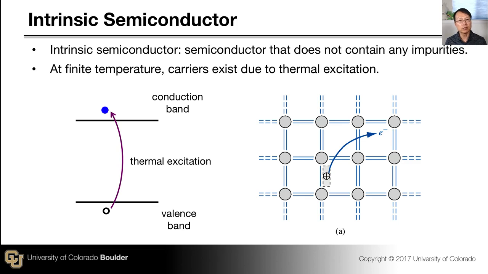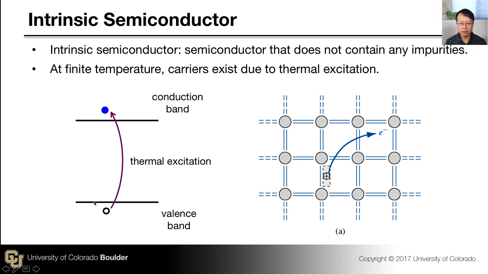And we're going to classify semiconductors into two different ways. One is intrinsic semiconductor, which we will discuss today, and the other is the extrinsic semiconductors, which we will cover in the next couple of videos. Now, what is an intrinsic semiconductor? An intrinsic semiconductor is a semiconductor that does not contain any impurities. It's a pure semiconductor.